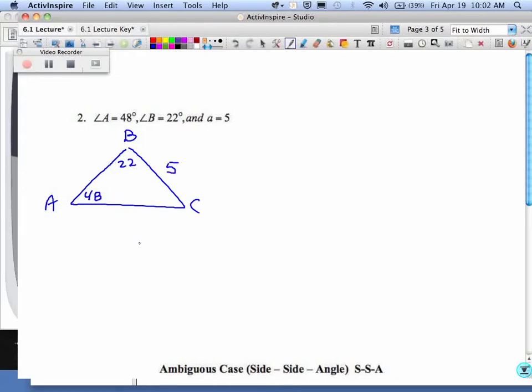I want you quickly to find little c, little b, and angle c. Do that with somebody sitting near you. I'll pause it, and then I'll put some answers up there. There they are.